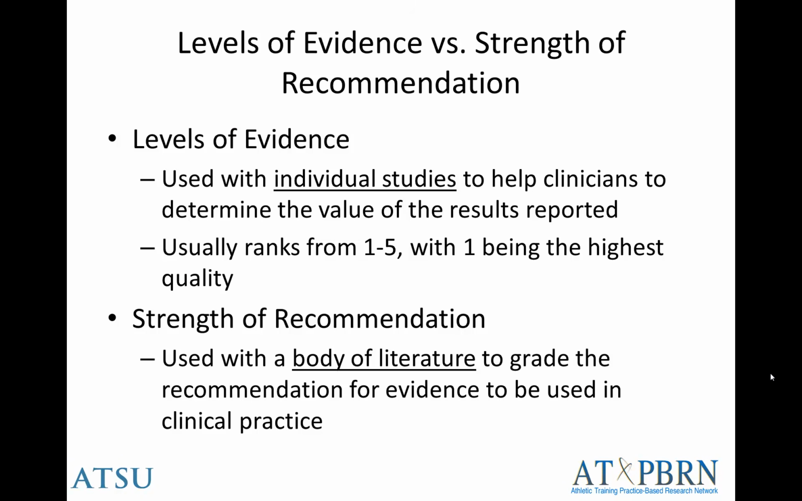As we start to talk about levels of evidence and strength of recommendation, we really need to identify what these two terms mean. Levels of evidence is usually used with individual studies to help clinicians determine the value of the results reported in that particular study. The grading system for levels of evidence usually ranks from 1 to 5, with 1 being the highest quality level of evidence. On the other hand, strengths of recommendation are used with a body of literature or multiple studies to grade the recommendation for evidence to be used in clinical practice. Strength of recommendation aims to get at how well the evidence answers the clinical question of interest.